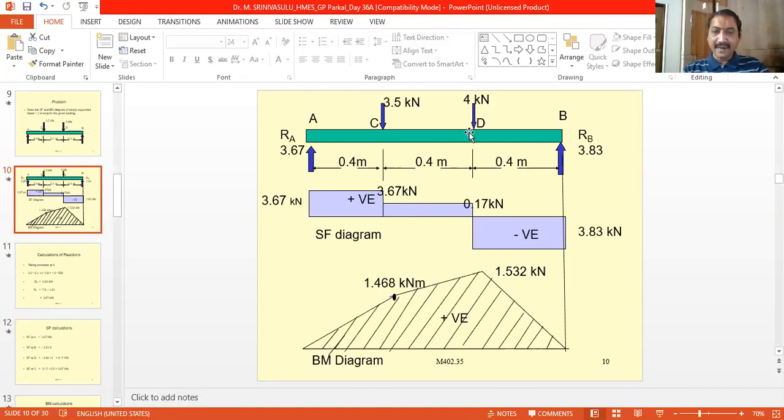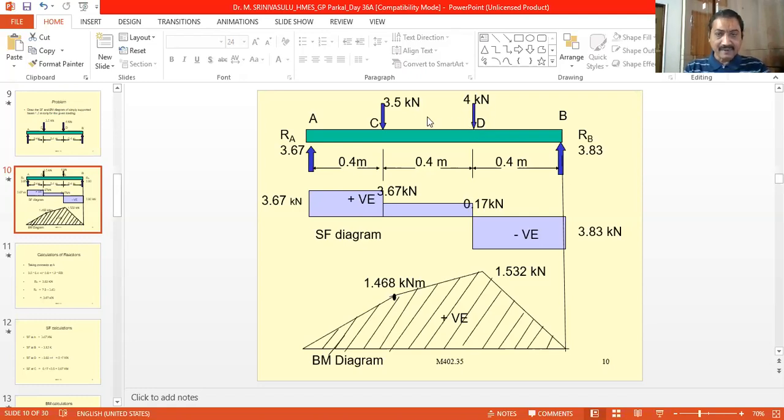Now the shear force at point D. If we take the section here, to the right side we have two forces: one is the 4 kN and the other is the 3.83. The 3.83 is acting upwards to the right, so negative, and the 4 is acting downwards to the right, so positive. So the SF at D is equal to 4 minus 3.83, that is equal to plus 0.17 kN. So plus 0.17 kN is the shear force at point D.